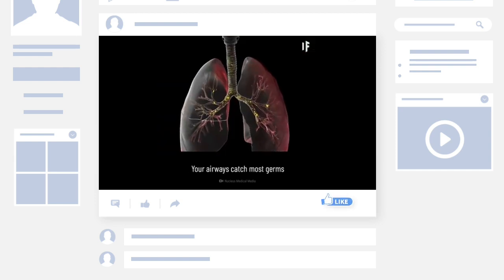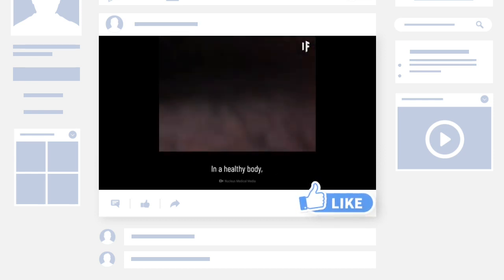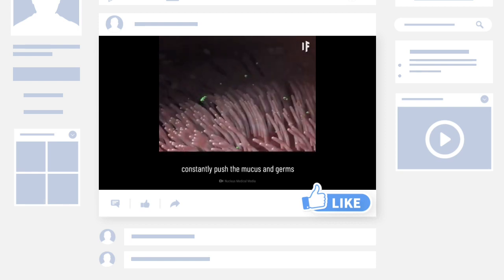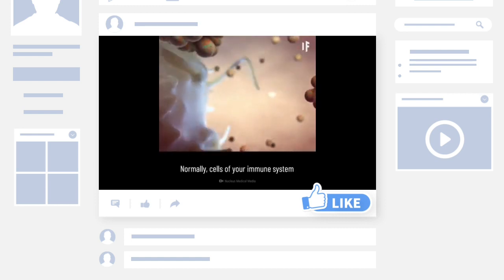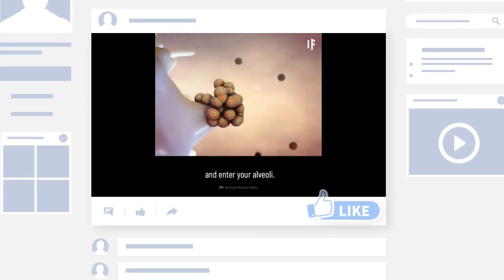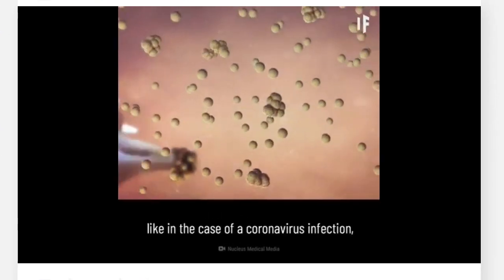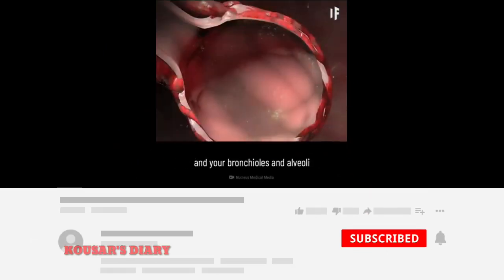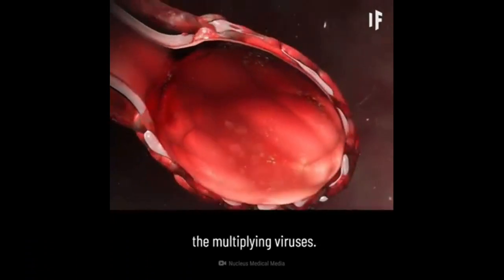Your airways catch most germs in the mucus that lines your trachea, bronchi, and bronchioles. In a healthy body, hair-like cilia lining the tubes constantly push the mucus and germs out of your airways, where you might expel them by coughing. Normally, cells of your immune system attack viruses and germs that make it past your mucus and cilia and enter your alveoli. However, if your immune system is weakened, like in the case of a coronavirus infection, the virus can overwhelm your immune cells, and your bronchioles and alveoli become inflamed as your immune system attacks the multiplying viruses.